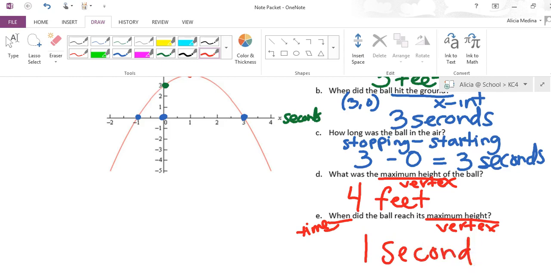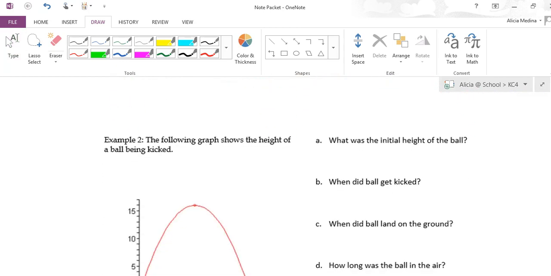All right, so that's a couple things. What was it? The height, talking about the y value. When is talking about our unit of time here, right? That's our x-axis. So always make sure that you know what the x and the y-axis is indicating.